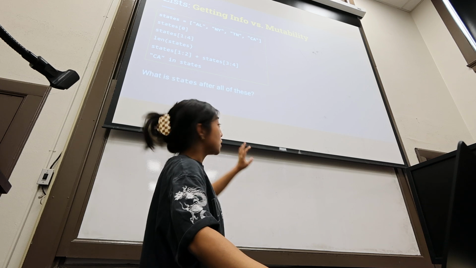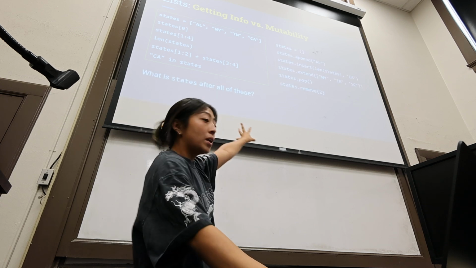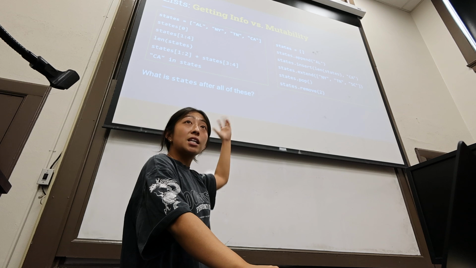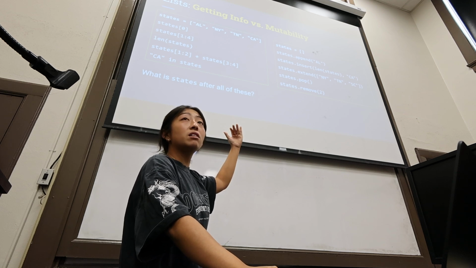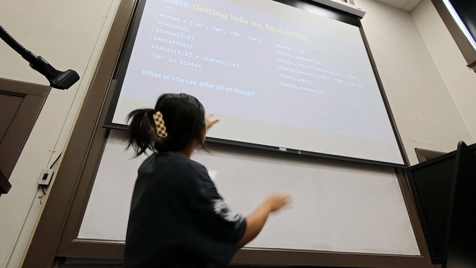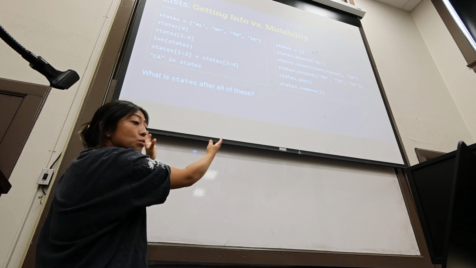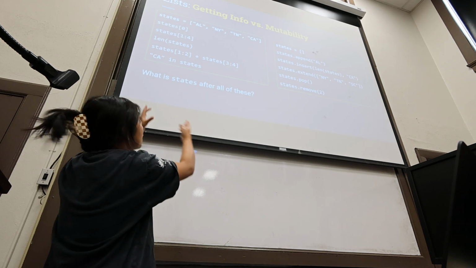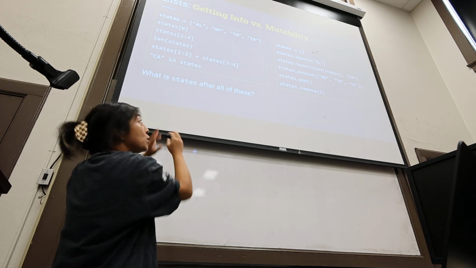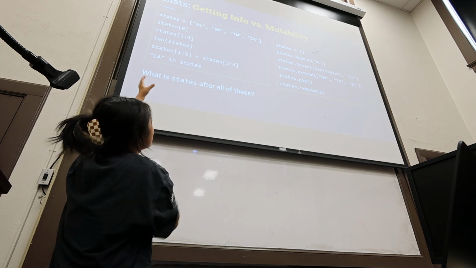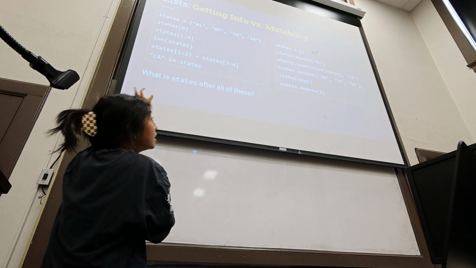So just to reiterate, there's a difference between accessing elements and getting information versus changing the list. So in the left hand side, this box, states would be the same. After each of these operations, if you were to print states, it would be the same as what it was initially. Okay?